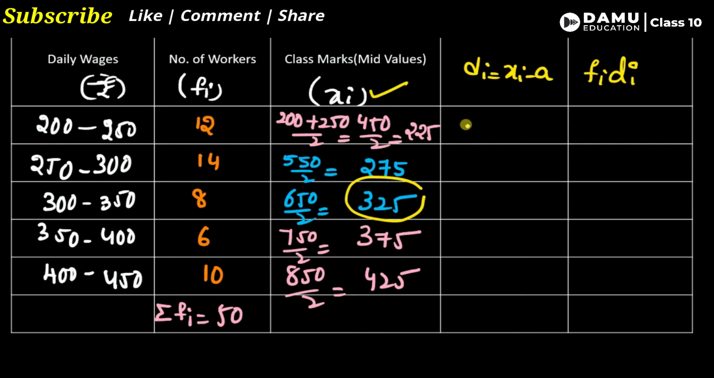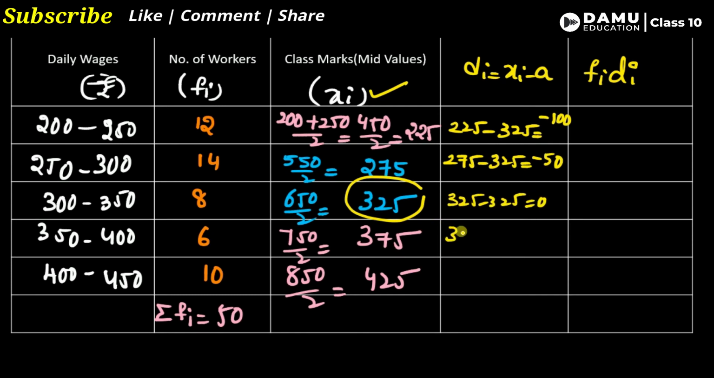Then the di value is 225 minus 325. What will we get? 225 minus 325 is nothing but minus 100. So minus 100 is the value. Then 275 minus the assumed mean 325. What is that? We will get minus 50. So 325 minus 325 is nothing but 0.